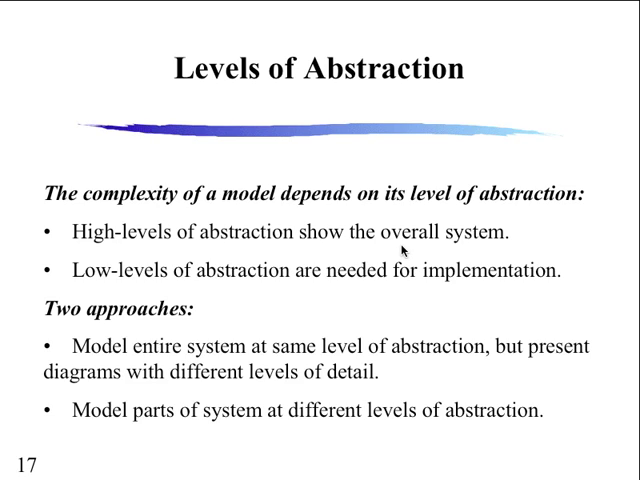Two approaches might exist: model the entire system at the same level of abstraction, but present diagrams with different levels of detail. That's what you're doing for your projects. You're doing the first approach. And the second approach might be to model parts of the system at different levels of abstraction. That's what object orientation aims to achieve.